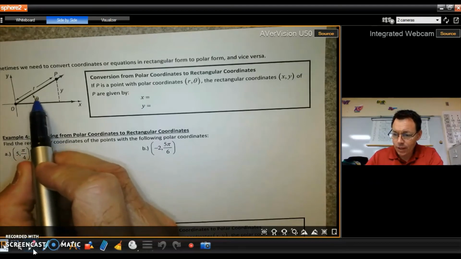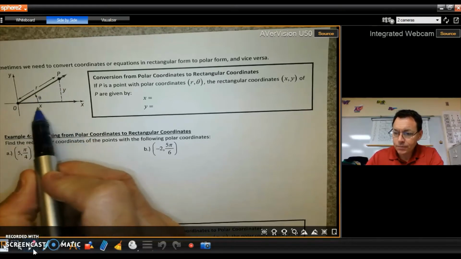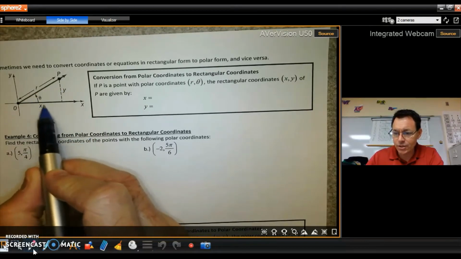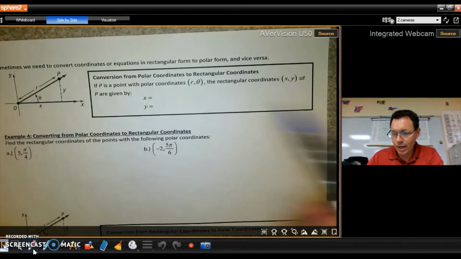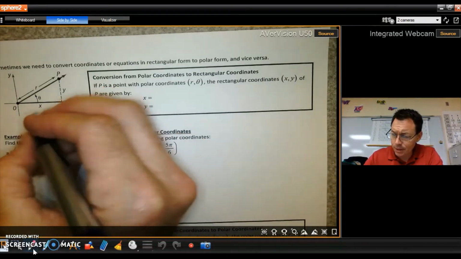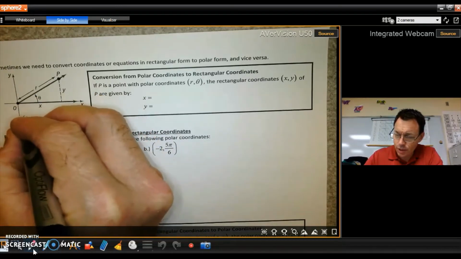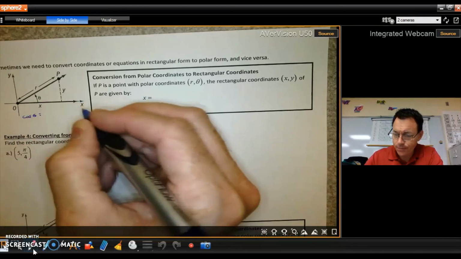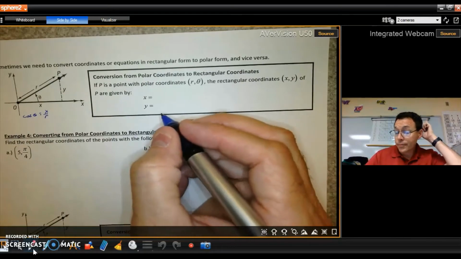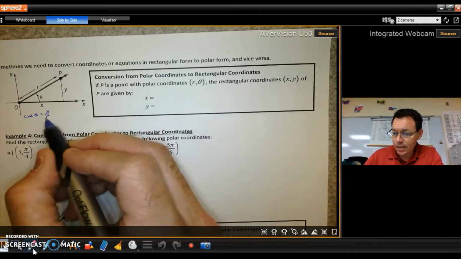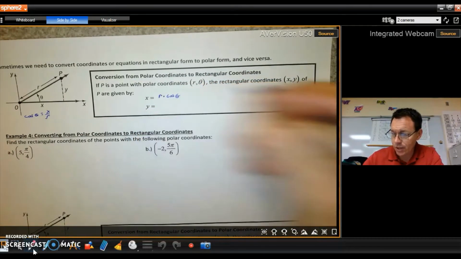You're going to have r and theta, and I want to turn that into an x. If you look at this as a right triangle, this is the side that is adjacent to our angle. This is the side that is the hypotenuse. So this is the adjacent, and that's the hypotenuse. So the cosine of our angle equals x over r. If I want to solve that for x, I just have to move the r up. So x is equal to r times the cosine of theta.